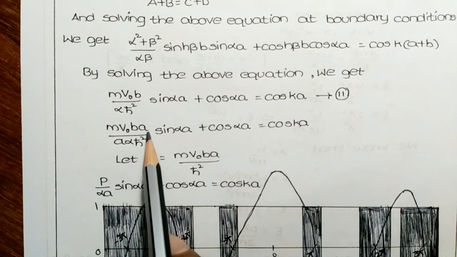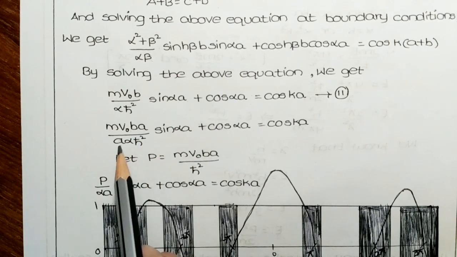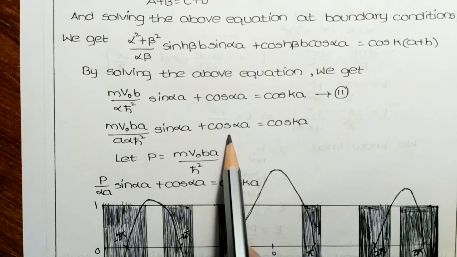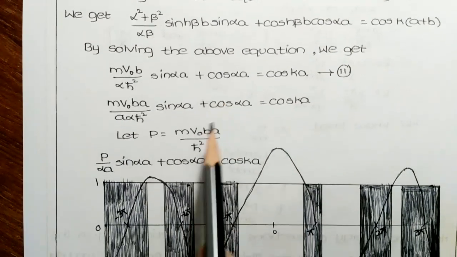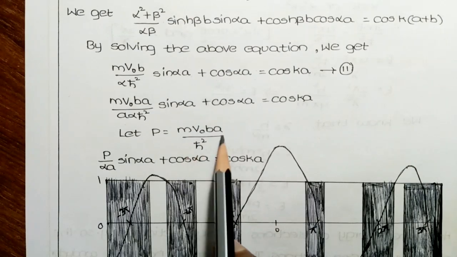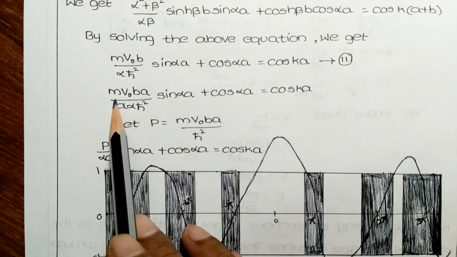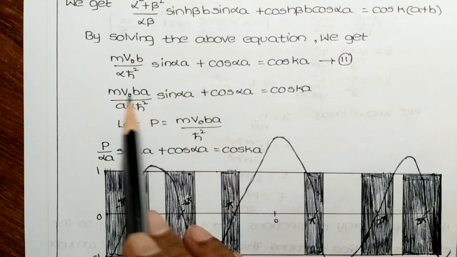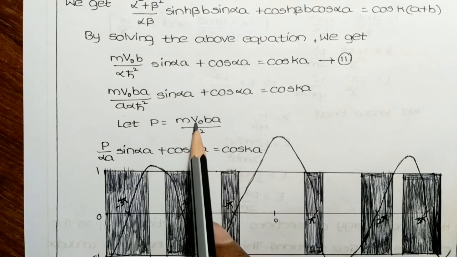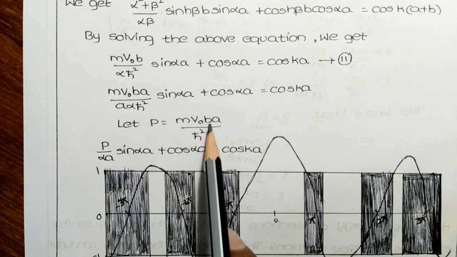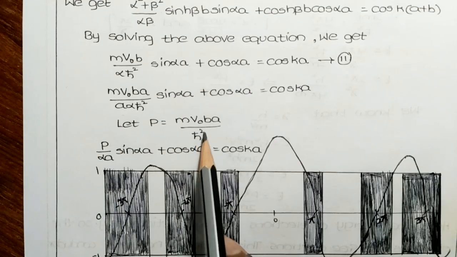Then mv naught b sin alpha a by alpha a h cross square cos alpha a is equal to cos Ka. Now we have to assume P is equal to m v naught b by h cross square. That is P. Here m means mass, v naught means the potential of the potential barrier, b boundaries, h cross is h by 2 pi.